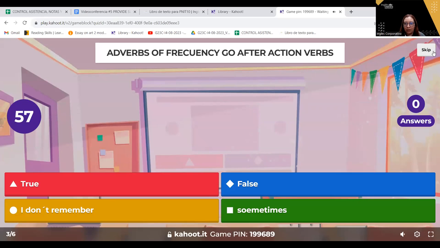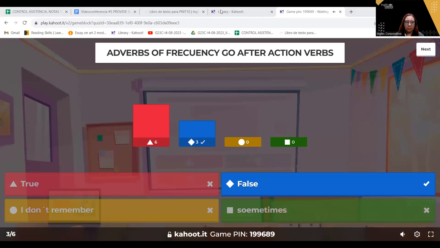Adverbs of frequency go after the action verb. True or false? We're not talking about the verb to be, we're talking about action verbs. Okay, 15 more seconds. All right. This one was also false.